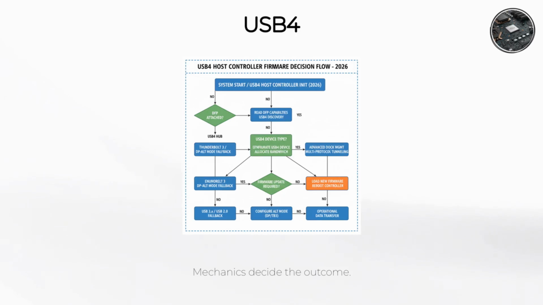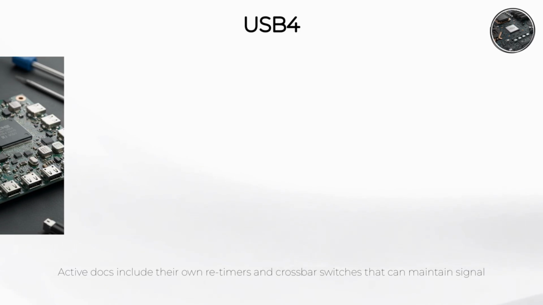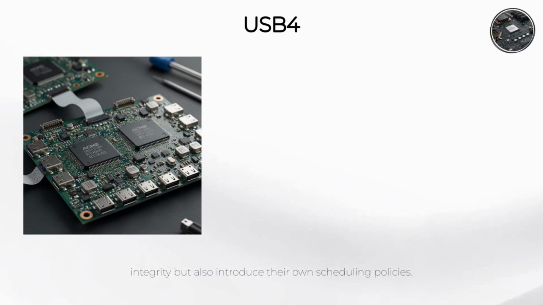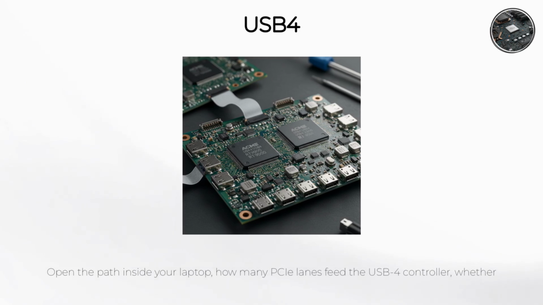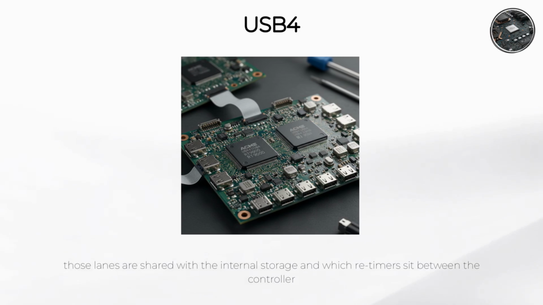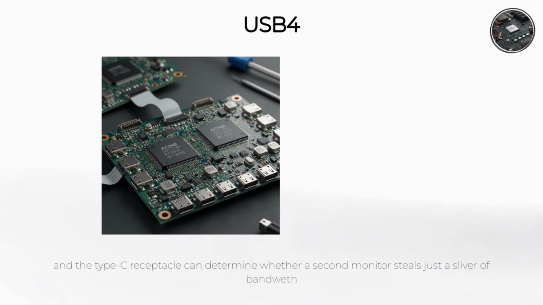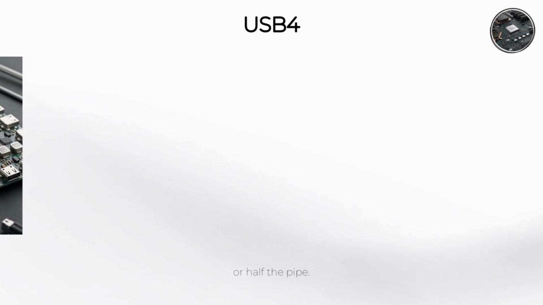Mechanics decide the outcome. The host's USB4 controller and firmware decide which flows get priority and which symbol rates each lane trains to during link setup. Active docks include their own retimers and crossbar switches that can maintain signal integrity but also introduce their own scheduling policies. Even the path inside your laptop, how many PCIe lanes feed the USB4 controller, whether those lanes are shared with the internal storage, and which retimers sit between the controller and the Type-C receptacle, can determine whether a second monitor steals just a sliver of bandwidth or half the pipe.